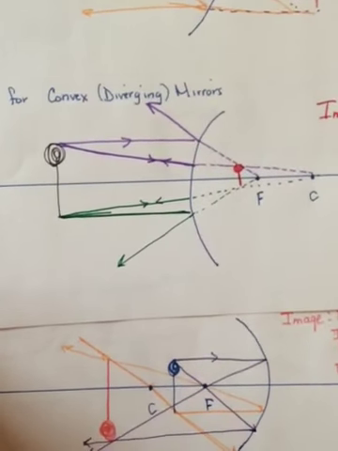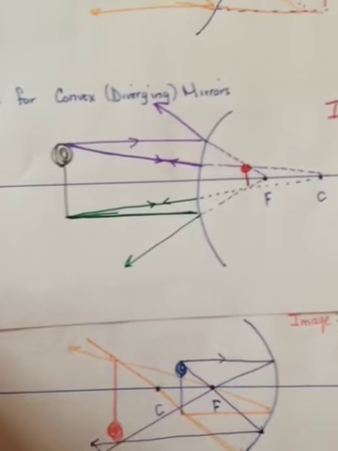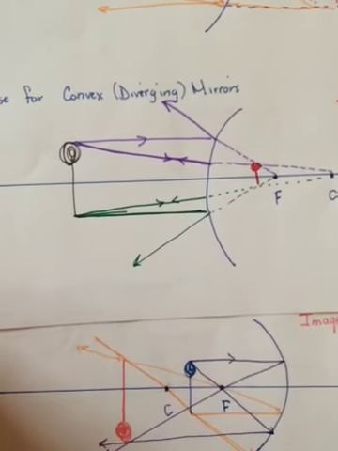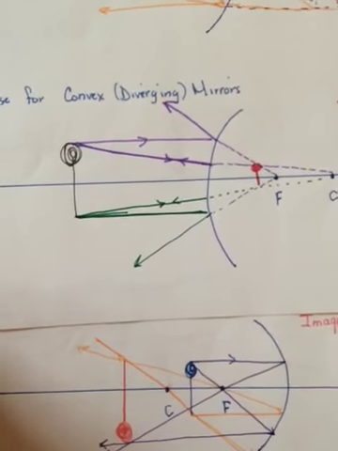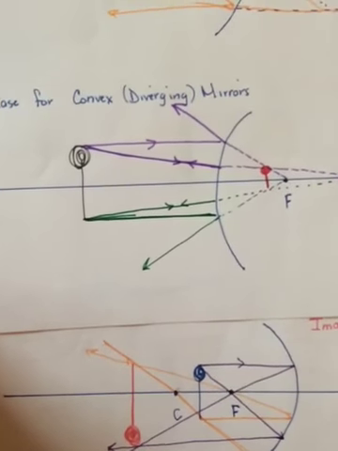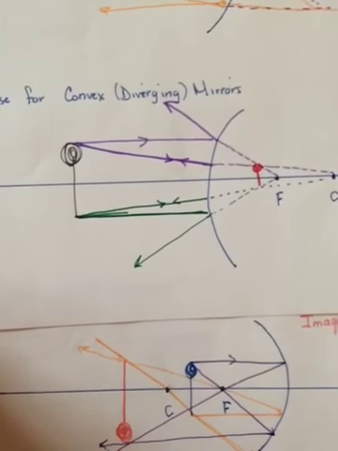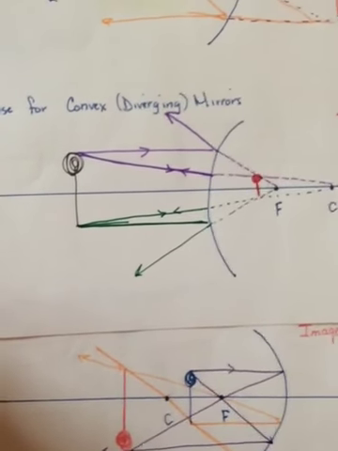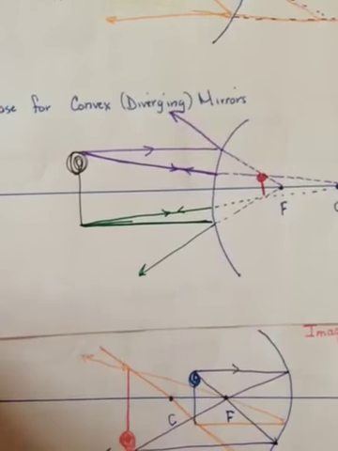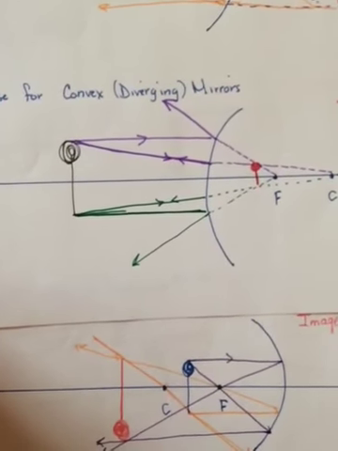That's the diverging one. We also might use them in our side mirrors in our car, where we get a smaller image and we see everything in behind. Those are the two most common uses. Okay? See you in the next video.